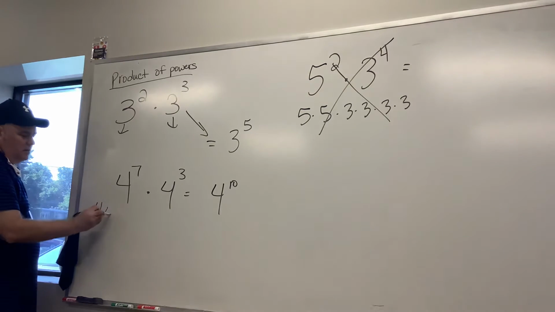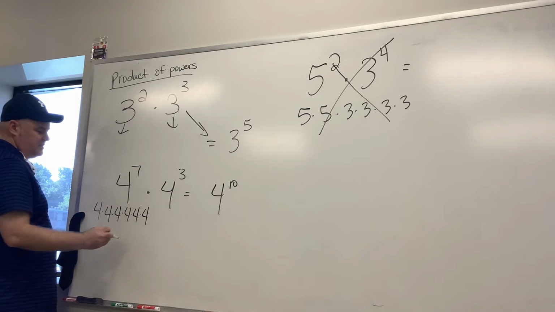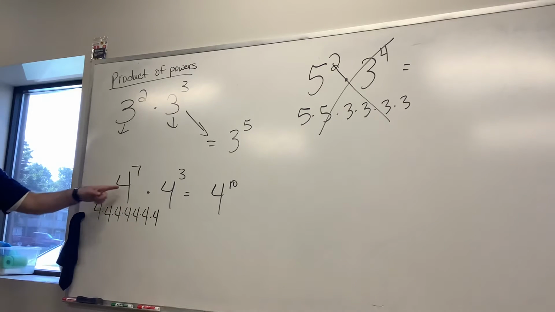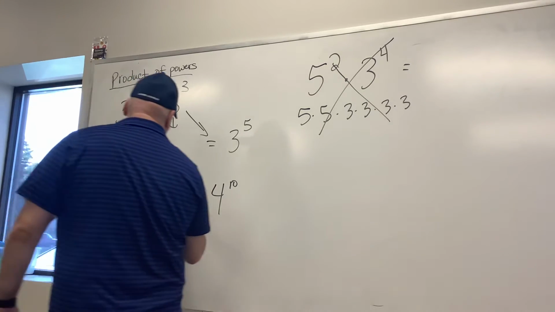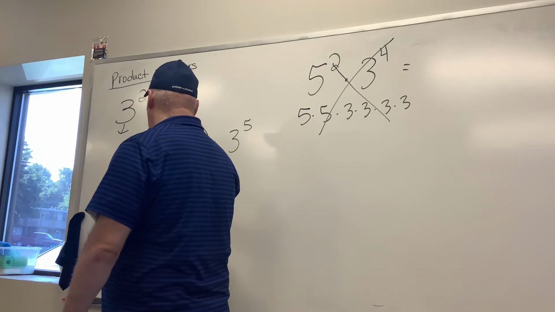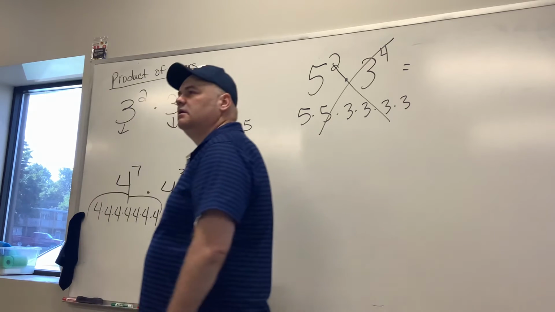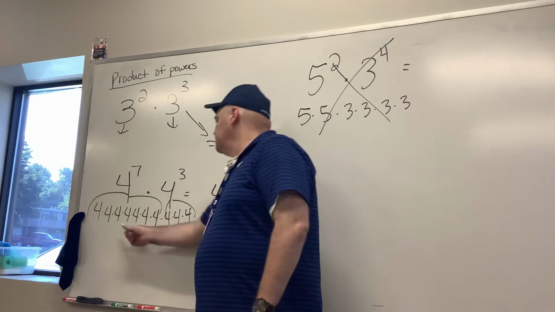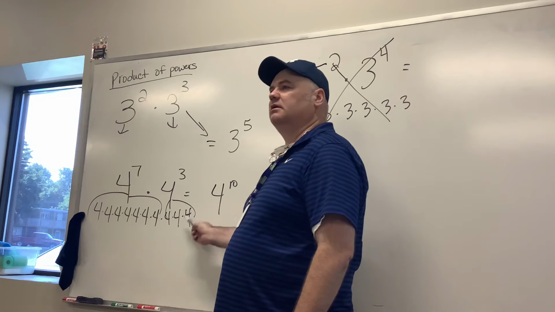Are we ever gonna have a problem like that? Oh, yeah. Especially when we get into x. So here's this one, right? I spelled it out. There's 7 4s. 1, 2, 3, 4, 5, 6, 7. And then I'm still multiplying these 3. Everybody see that? I have 7 4s. I have 3 4s. So how many 4s do I have? 1, 2, 3, 4, 5, 6, 7, 8, 9, 10.